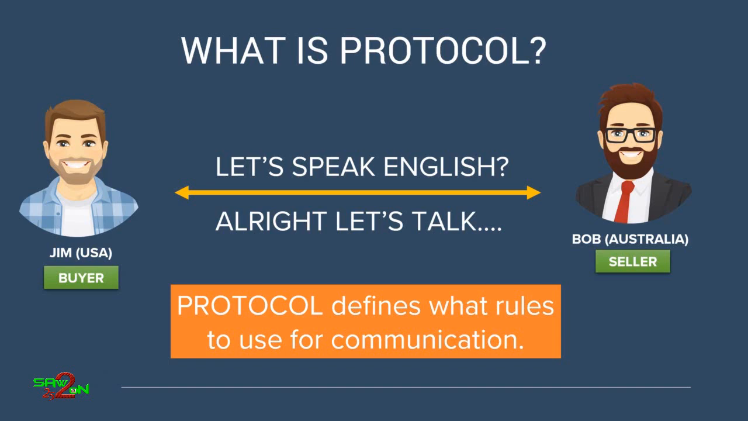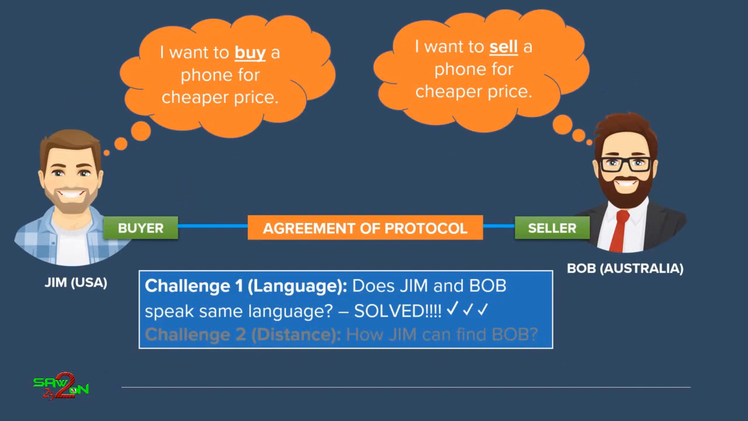Between the two people, we agree on a language, could be the English language, right? And once we agree on the language, then the communication can happen. That solves the first problem: do Jim and Bob speak the same language? When they agree on a similar protocol, there has to be an agreement of protocol first. When two people want to communicate, there has to be an agreement of protocol so that these two people can communicate. So let's move on and understand how these things happen in terms of computers.